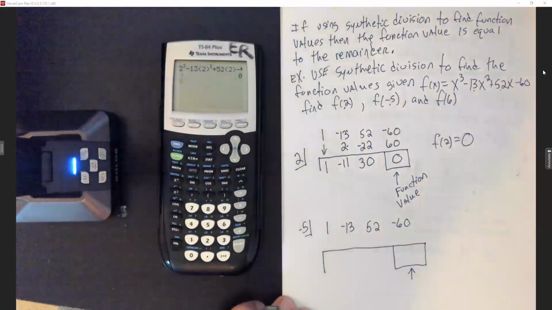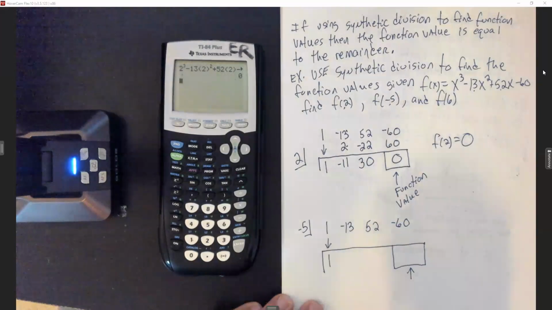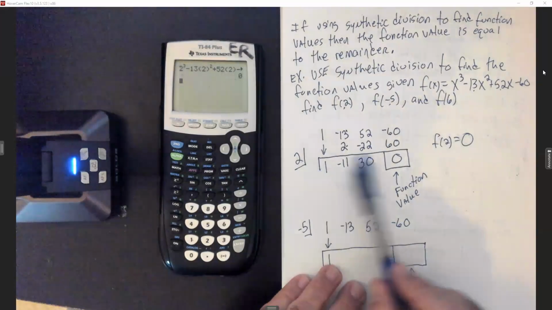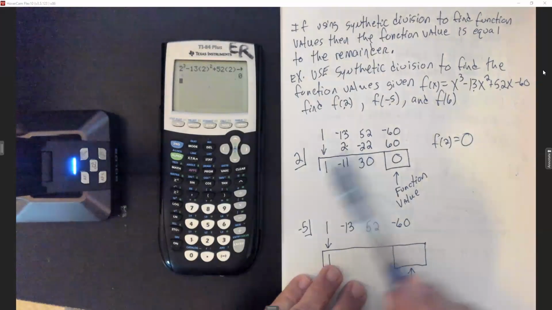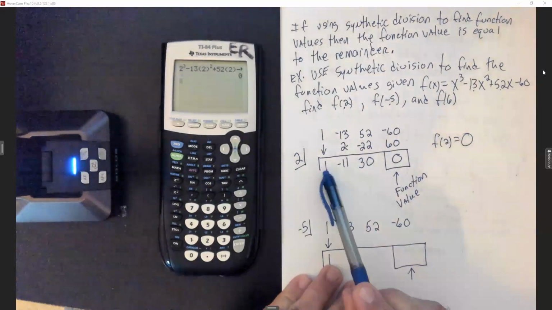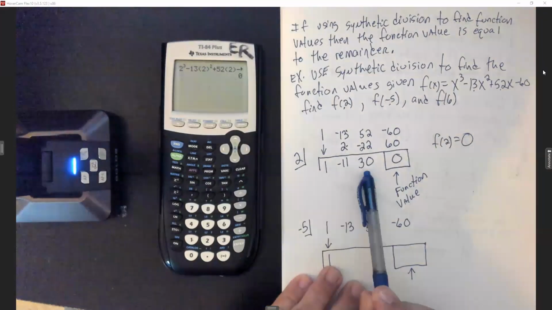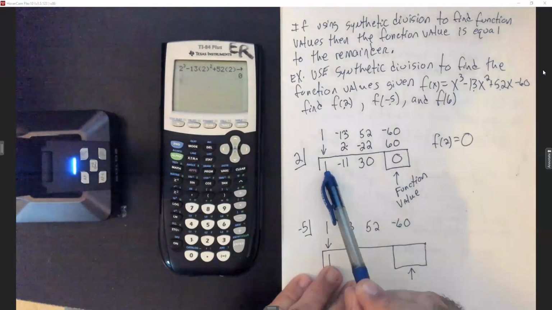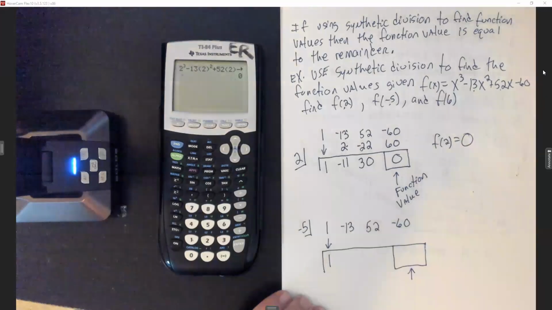All right, y'all, the 1 comes down. Now, had I wanted a quotient and remainder out of this, since that was an x cubed, this would be x squared minus 11x plus 30. Always 1 degree less. So 1 degree less than 3 would have been an x squared, the x, and then the number. All right, y'all, let's go.